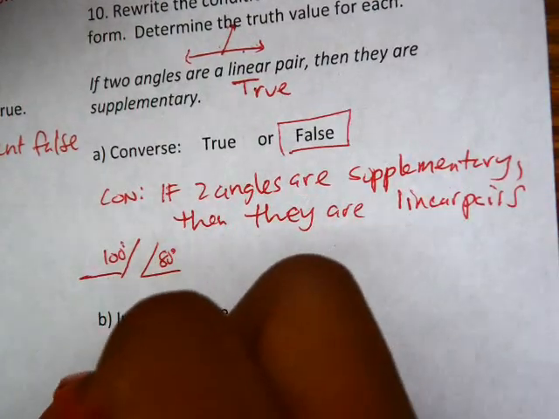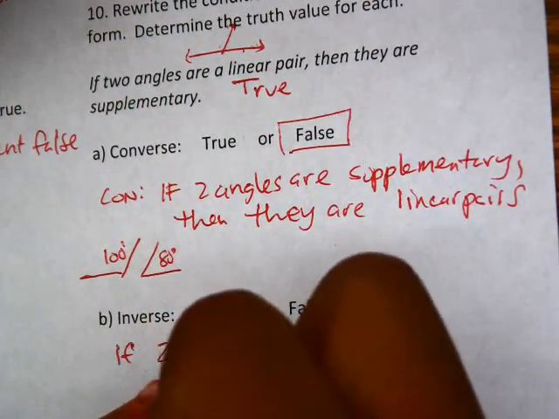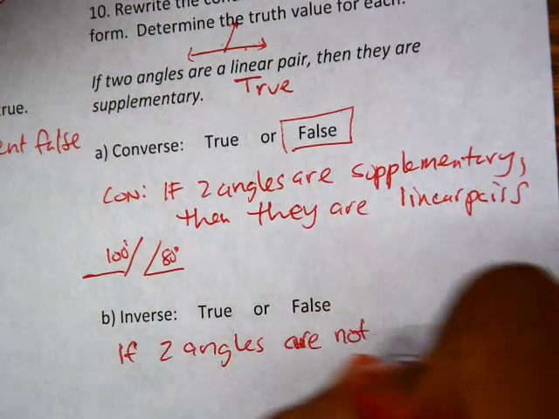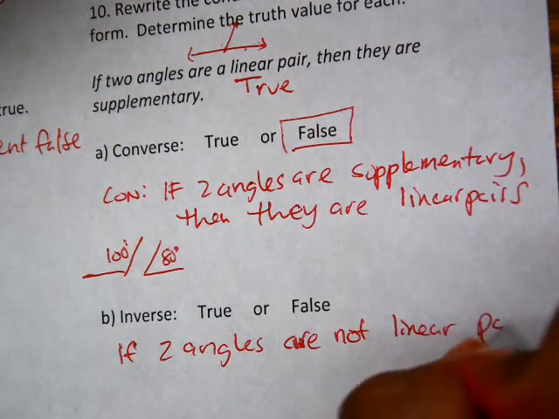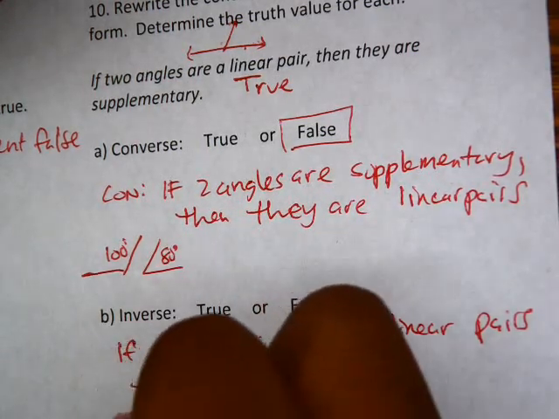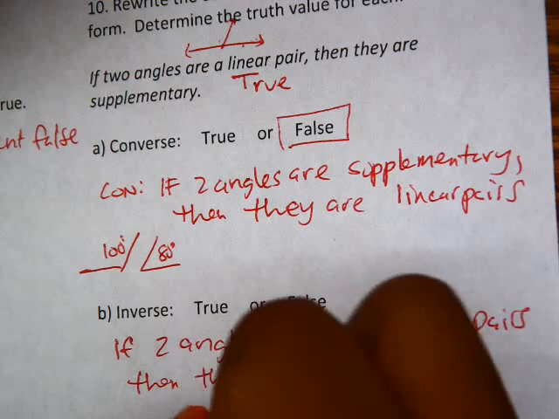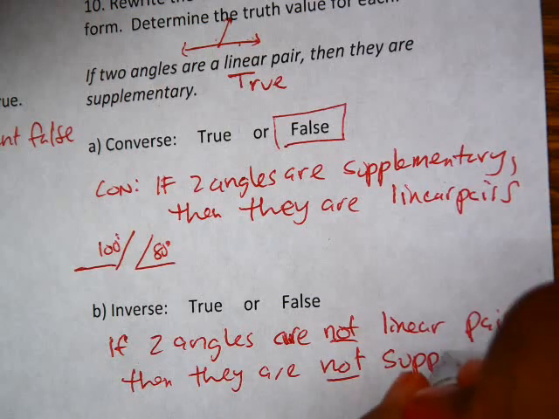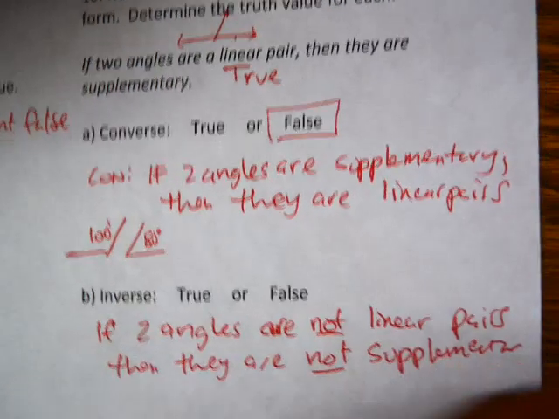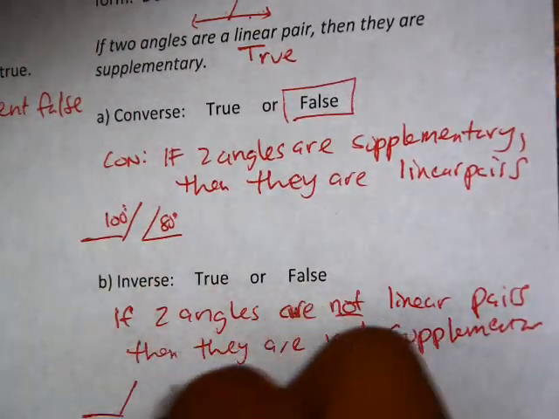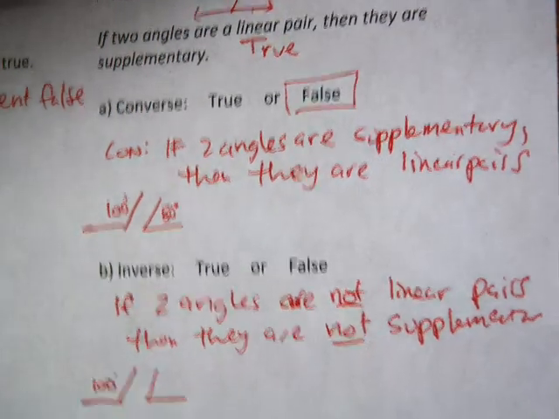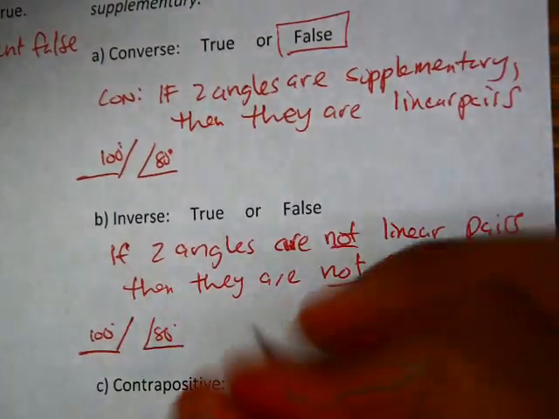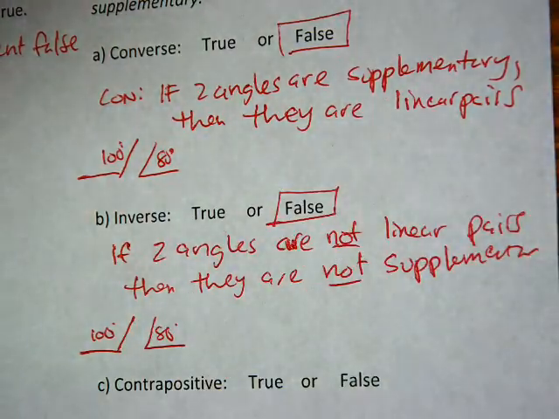The inverse would say, if two angles are not linear pairs, then they are not supplementary. So again, using the same example, here are two angles that are not linear pairs, but they are supplementary. They add up to 180. So this inverse is false.